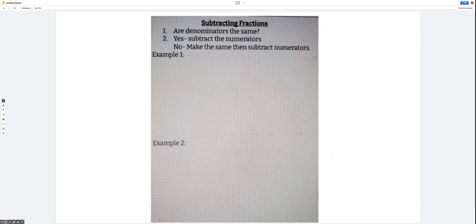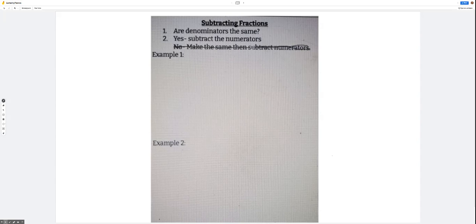With some research and trying to find some videos to show you guys, I learned that there is a trick, and that is what you just watched in that YouTube video: the trick of subtracting before you find a common denominator. So even though your graphic organizer says, are the denominators the same? Yes, subtract the numerators. No, make them the same and subtract. We're going to ignore this no line.